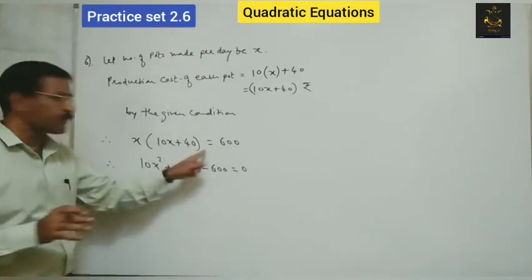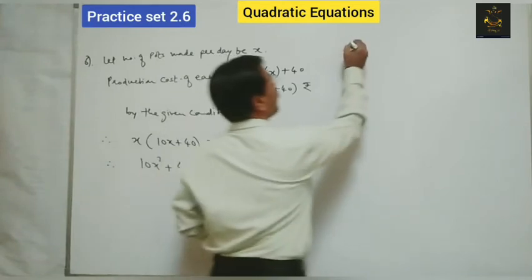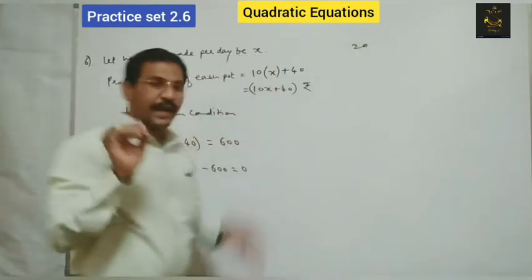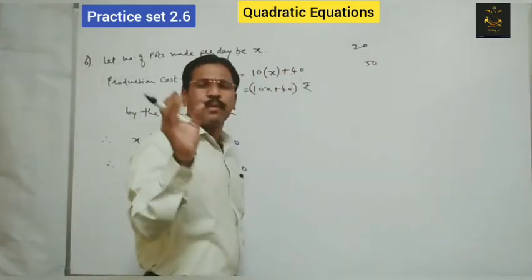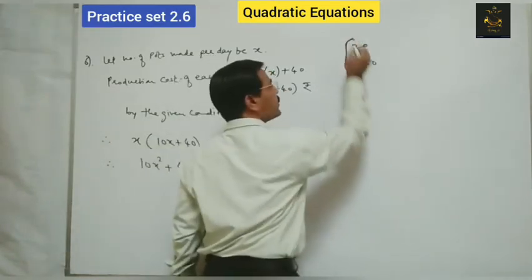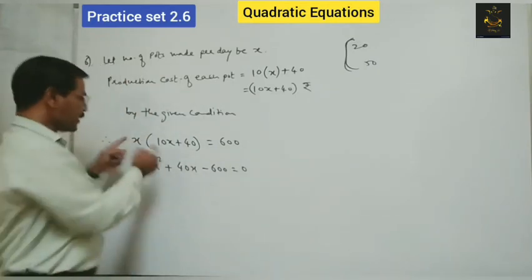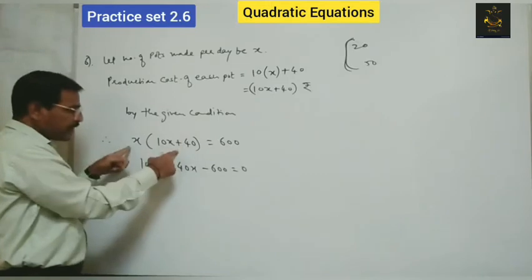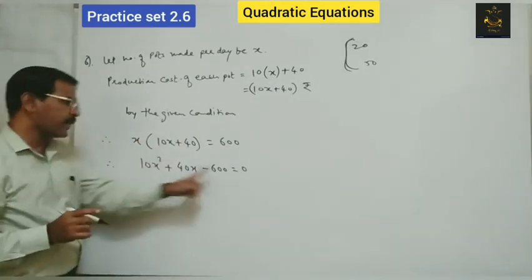How will we get this one? I'll give an example. Suppose he made 20 pots, and suppose each pot has a production cost of 50 rupees. So the total cost is how much? 20 into 50, like this. Here also we have to simplify the same thing. So the number of pots and the price of each pot, the product is nothing but the total cost. Understand? See here, 10, 40, 600.